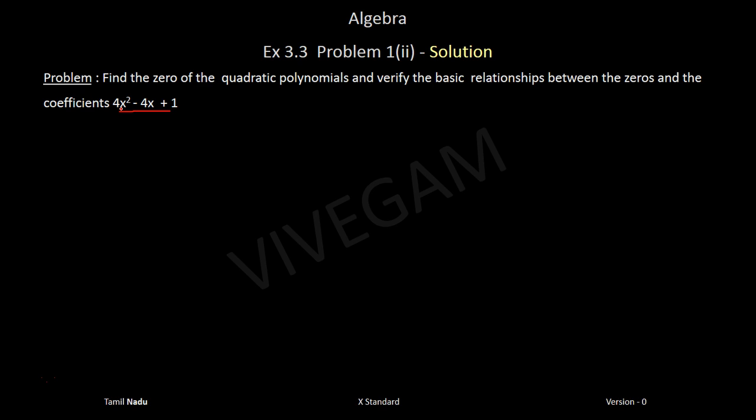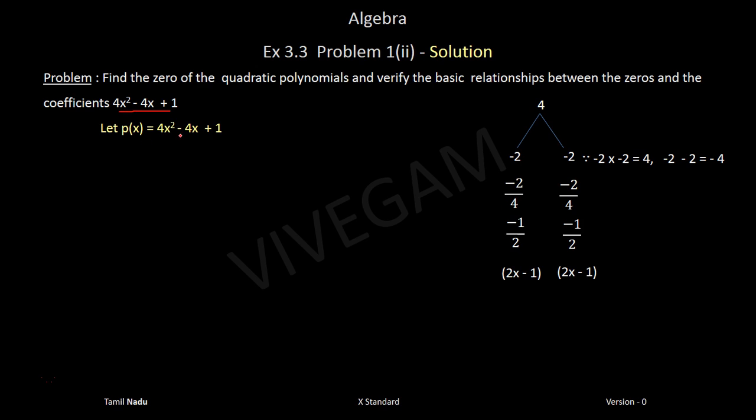So let's start. Let p of x be 4x squared minus 4x plus 1, and let's factorize it. What do we need to factorize? The coefficient of x squared into the constant, that is 4 into 1. This 4 must be split in such a way that when you add the factors you get the coefficient of x. The factors of 4 are minus 2 and minus 2. Minus 2 into minus 2 is 4, and at the same time minus 2 minus 2 equals minus 4, which is the coefficient of x.